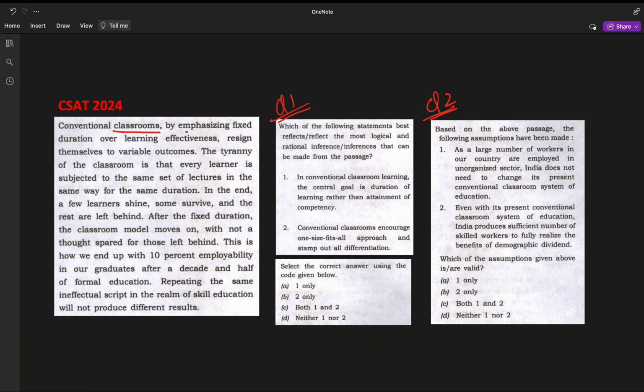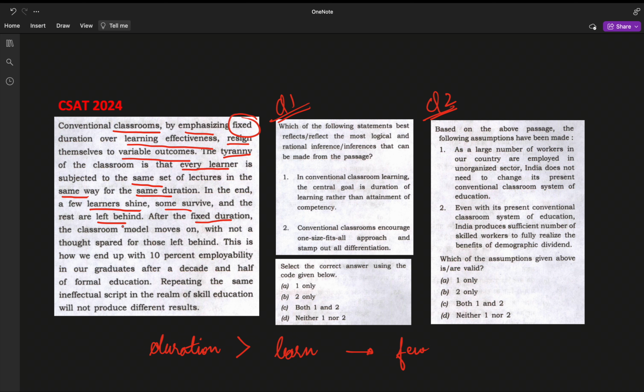Conventional classrooms, by emphasizing fixed durations over learning effectiveness, resign themselves to variable outcomes. So, two things are being compared: fixed duration and learning effectiveness. They are emphasizing more on duration. The tyranny of classroom is that every learner is subjected to the same set of lectures in the same way for the same duration. In the end, a few learners shine, some survive, and the rest are left behind. All right. So only because of such a system, only few will survive.